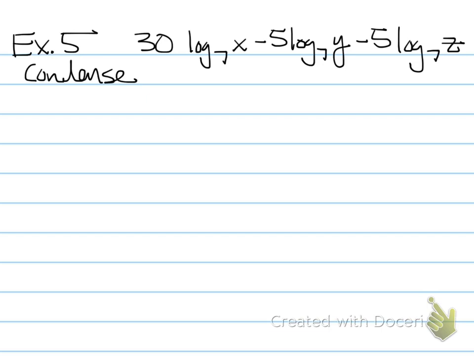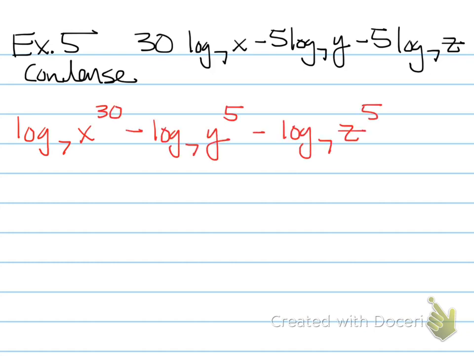Now we want to condense this logarithm. The first thing we're going to do is bring all of those numbers in front of the logarithms up to the exponent of what we're taking the logarithm of. So that would be log base 7 of x to the 30th power minus log base 7 of y to the 5th power minus log base 7 of z to the 5th power.